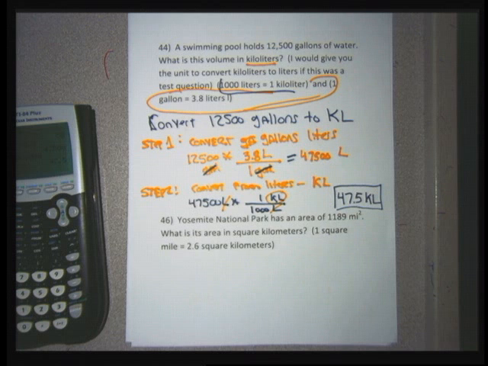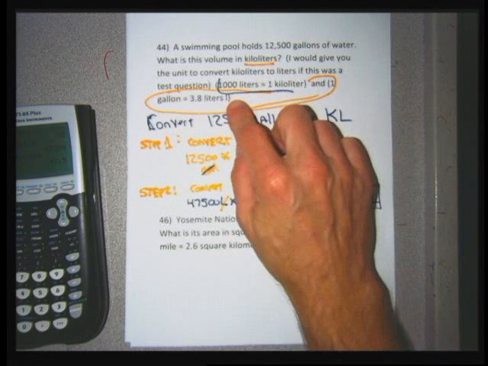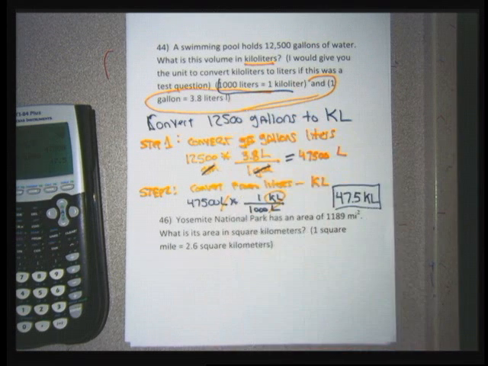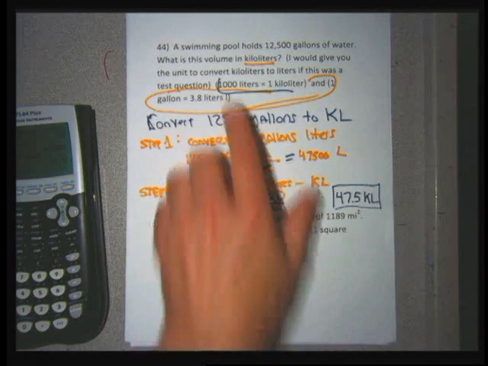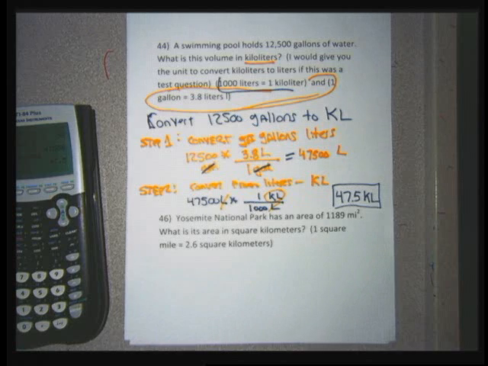So every now and then we'll stumble across a 2-step problem, and that's going to be the case when we don't have a relationship that goes directly from the units that we have to the units that we want. In this case, I wanted to go directly from gallons to kiloliters. The only relationship I had involving gallons took me from gallons to liters, so I knew I needed to do 2 steps. And this relation, that 1,000 liters is a kiloliter, this was a test question. I just give it to you because I don't expect you to know the metric measurements.